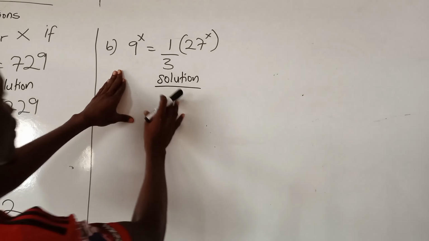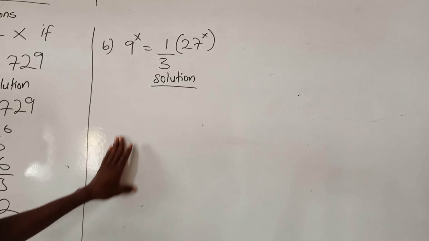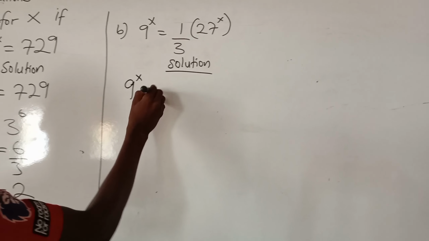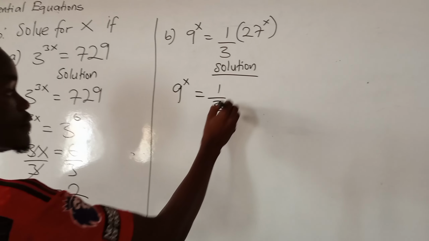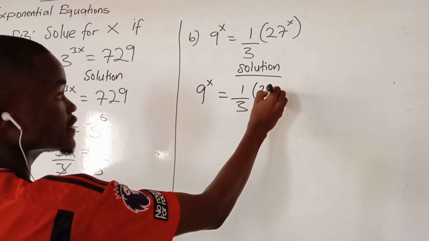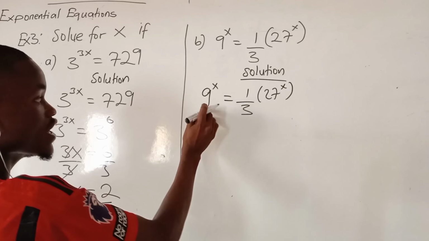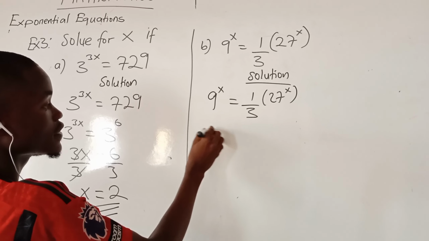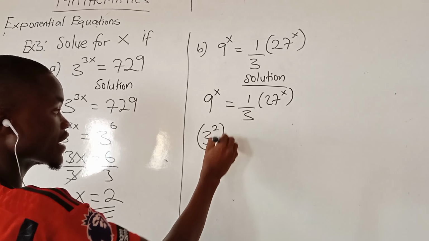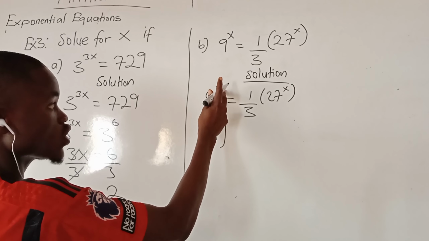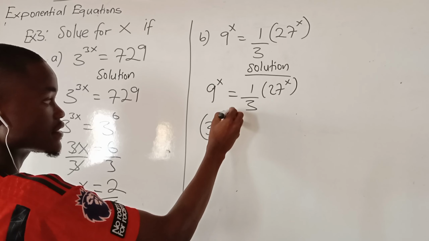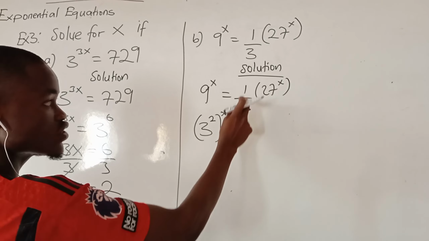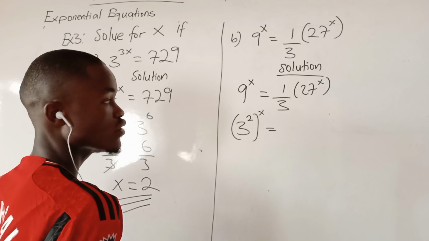Now we are asked to find the value of x in this expression. It is very simple and straightforward. So you say 9 raised to the power x equals 1 upon 3, all raised to the power 27 raised to the power x. So here you express this 9 in index form. How? 3 raised to the power 2. You open a bracket and you close it also, because this 9 has x as power.